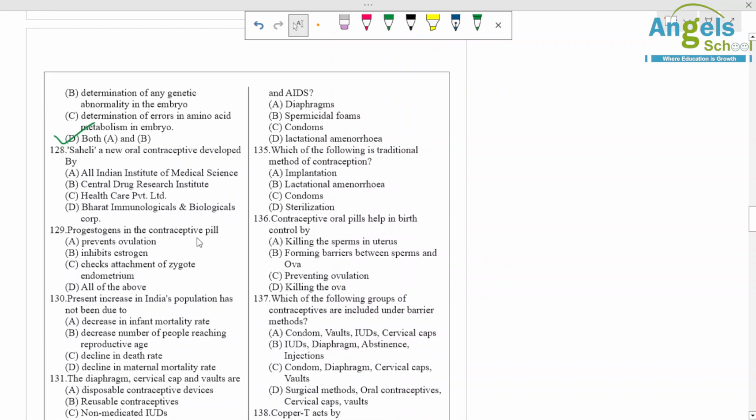Saheli, a new contraceptive, developed by, it's developed by Central Drug Research Institute. So in this case B option is correct. Progestogen in contraceptive pills prevents ovulation.